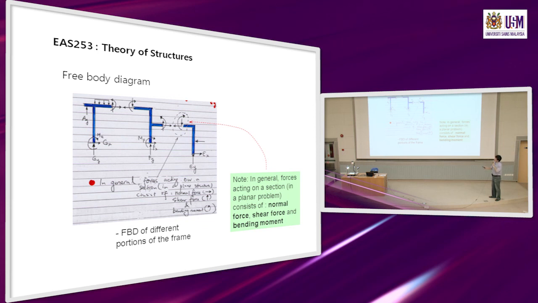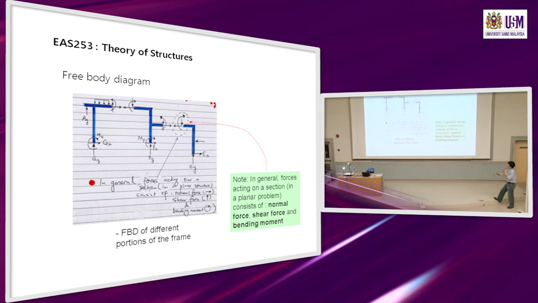Remember, when you cut through any section in 2D structures, you have internal forces. The forces appear. So when you cut through here, in any section, in a planar problem, there will be three internal forces. When you cut through here, or here, or here, then on that section you have three internal forces for 2D structures. You have the horizontal one, which is the axial force, the vertical one, which is the shear force, and the moment, which is the bending moment. So there are three. When you don't cut, you don't see them. When you cut them, you see them.